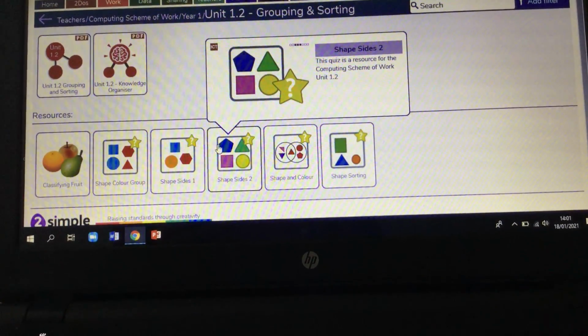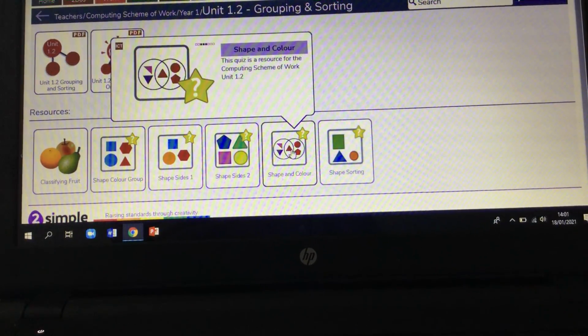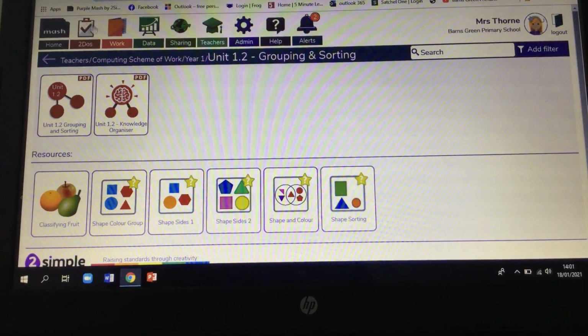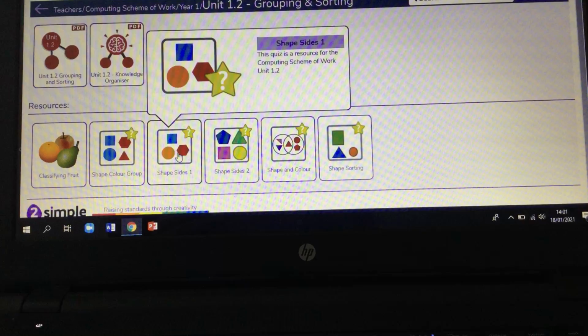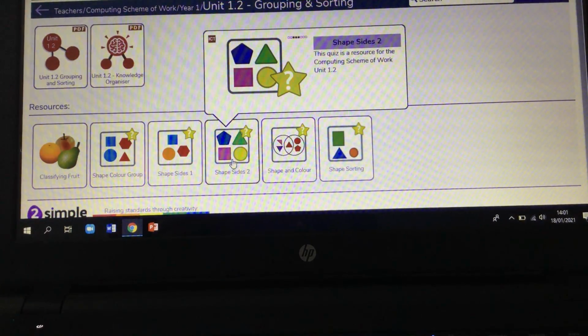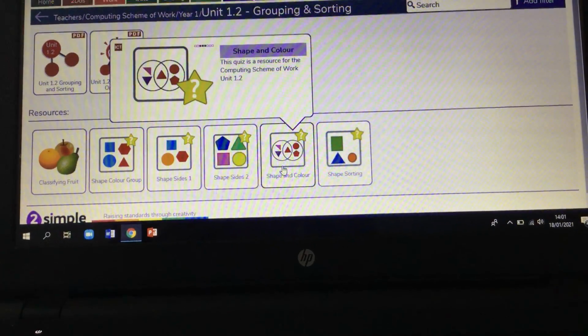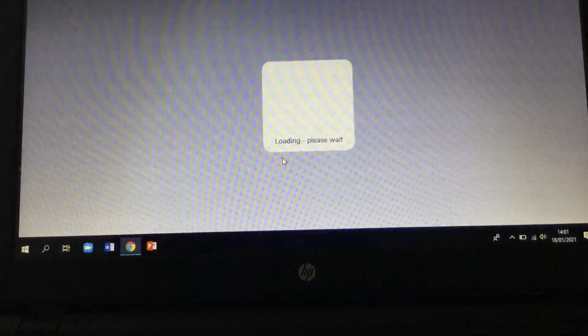So what you've got today are these different activities. These will be in your to-dos. So remember, your to-dos are up here with the red tick. You go into them, you've got shape sides 1, shape sides 2, and then shapes and colour. I'm just going to show you this one because this one's a little bit more tricky, I think.